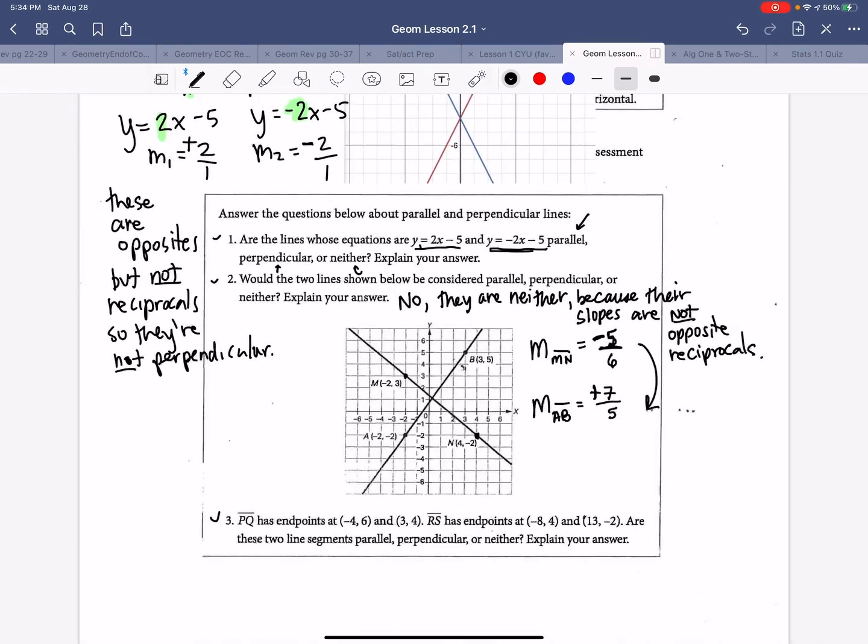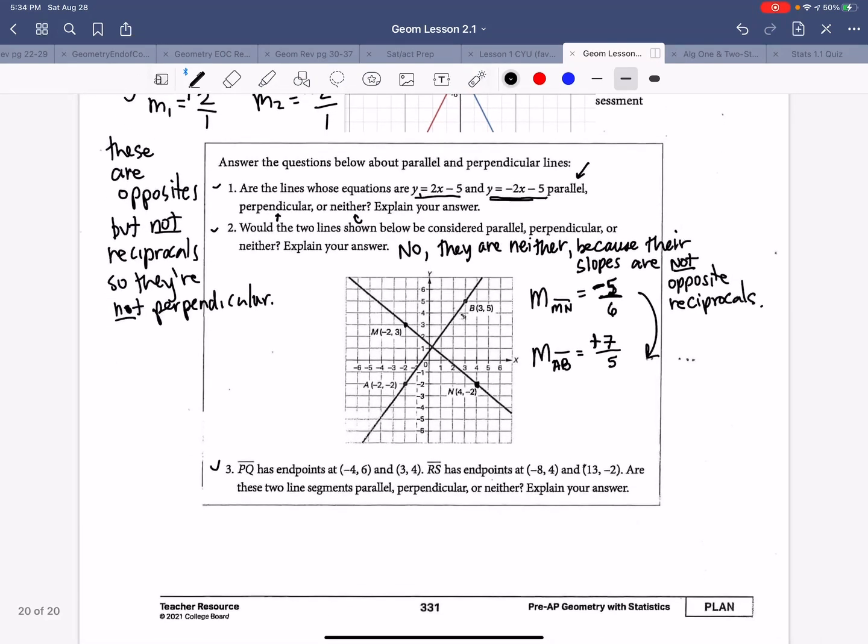Okay, and they were definitely not parallel. They don't have the same slope. Okay, the last one says, PQ has an endpoint at here and here. RS has an endpoint at here and here. Are these two line segments parallel, perpendicular, or neither?